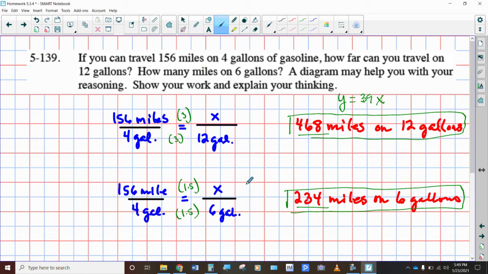Totally makes sense there. So you're just wrapping your brain around the entire concept of proportional reasoning, realizing there are lots of different ways that you can approach a problem and solve a problem. Just whichever way makes most sense to you, use that strategy.